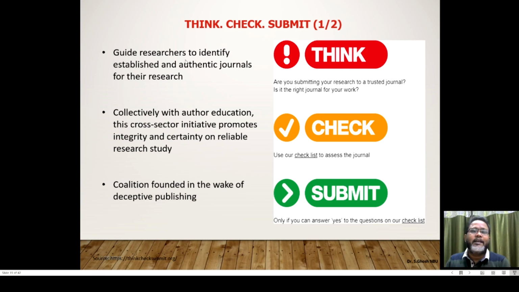So it is actually guiding researchers to identify established and authentic journals for their research. Collectively with authors of education, this cross-sector initiative promotes integrity and certainty on reliable research. The coalition was founded in the wake of deceptive publication, that is the predatory one.